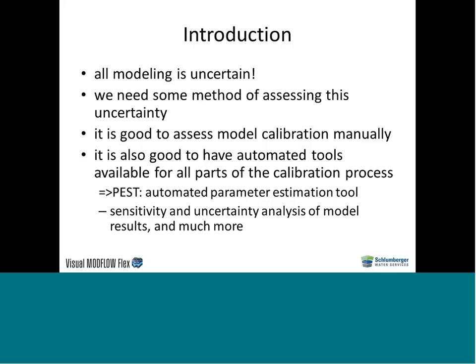First, something to always keep in mind is that all modeling is uncertain. There's uncertainty in the data, the conceptualization, and the results. Sometimes we take this for granted and think the models and the inputs that we're putting in are true to stone, and likewise with the results. But this should always be taken with a grain of salt. So we need some method of assessing this uncertainty so that we can develop the best model calibration and build reliable and defensible models. It's good to assess model calibration manually, but it's also good to have a set of automated tools for all parts of the calibration process. And this is really what PEST does. It's an automated parameter estimation tool, which can provide you with the estimates for the sensitivities, the uncertainty analysis of the model, and much more. And we'll go through some of these key things in the coming slides.